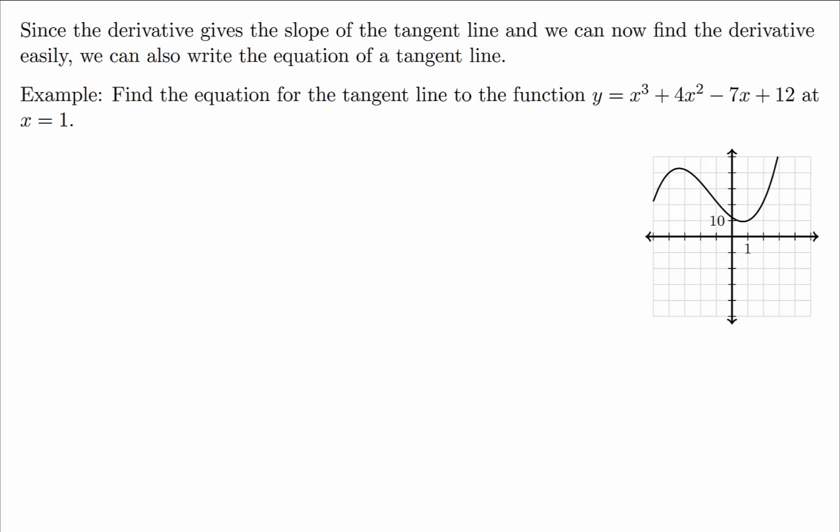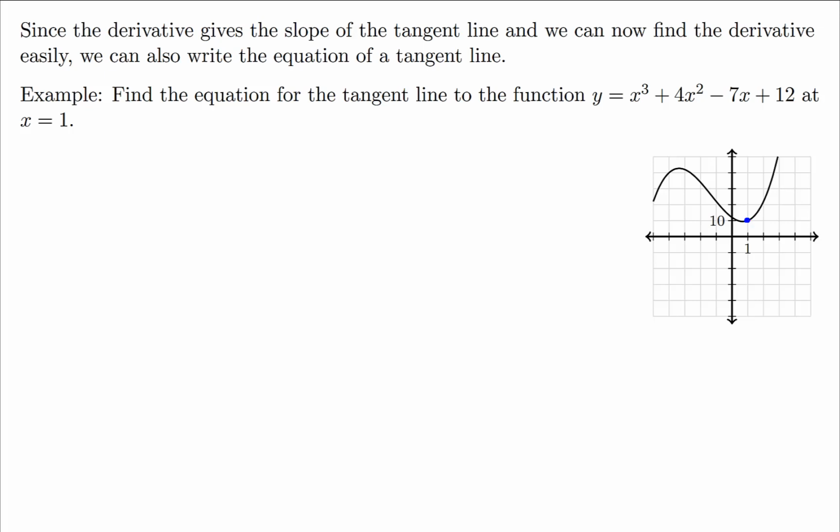Now let's start looking at a few different applications of this. Remember, the derivative gives the slope of the tangent line. So now we can find the actual equation of the tangent line. So let's do this for the function x cubed plus 4x squared minus 7x plus 12, evaluated at x equals 1. So we want the tangent line at this point right here.